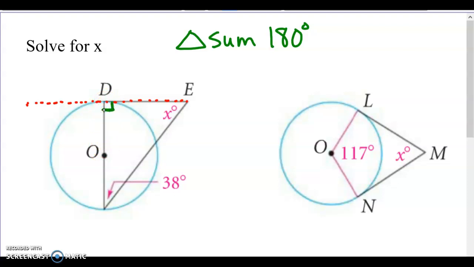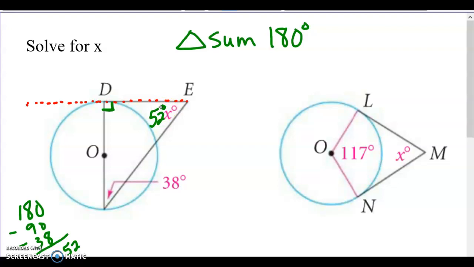So now that tells me this black triangle is a right triangle. All of those angles add up to 180. Well, I've already used 90, and down here I've already used 38. So whatever is left would give me, what is that, 52, I think? So this angle up here would be 52 degrees, okay?